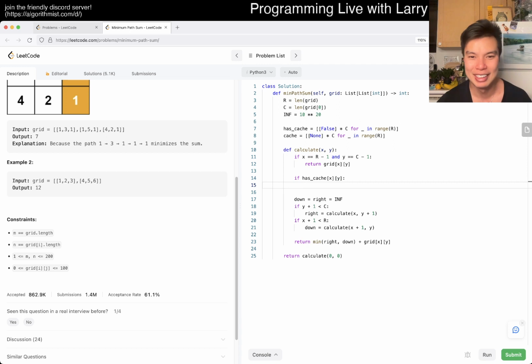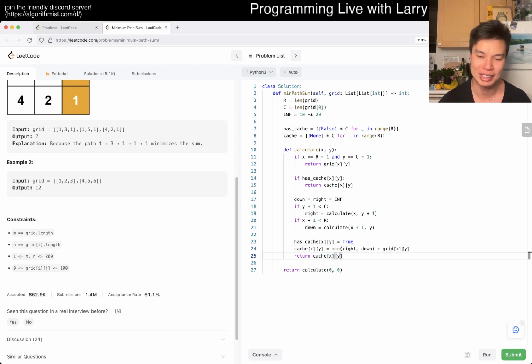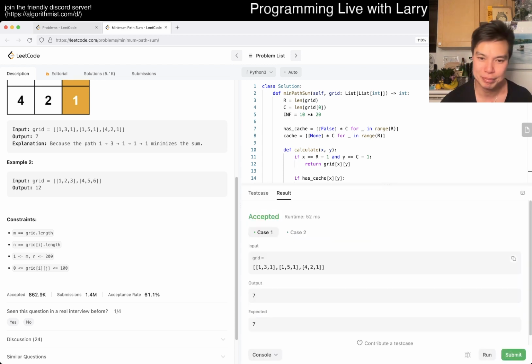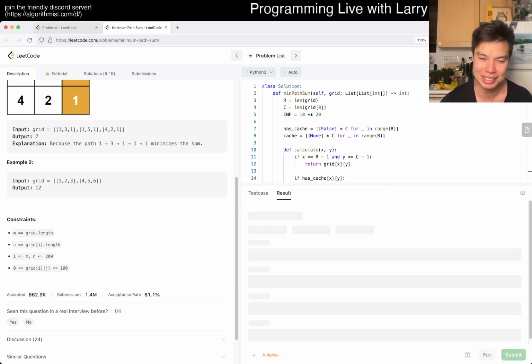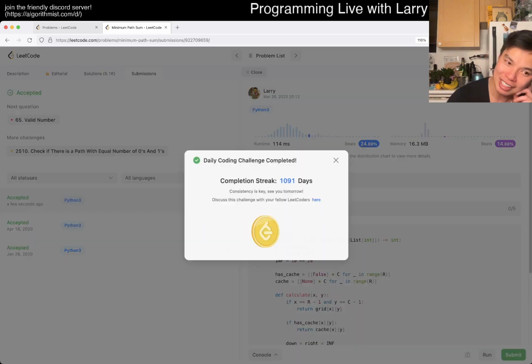But yeah, if the cache exists, then we return the cache. Otherwise, we compute the answer, set the cache to this answer, and return it. And that's pretty much it, really. Yeah, it looks fast, maybe. Let's give it a submit. Hopefully I don't have a weird typo. And luckily I do not.